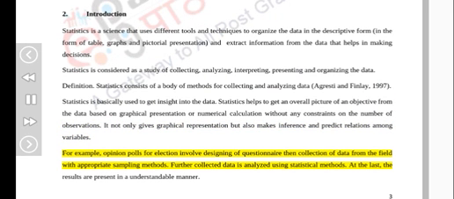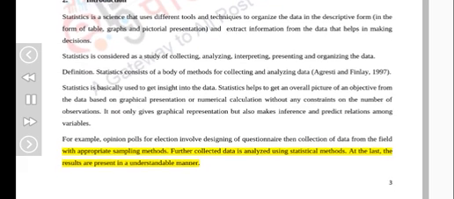For example, opinion polls for elections involve designing a questionnaire, then collection of data from the field with appropriate sampling methods. Further, the collected data is analyzed using statistical methods. At last, the results are presented in an understandable manner.